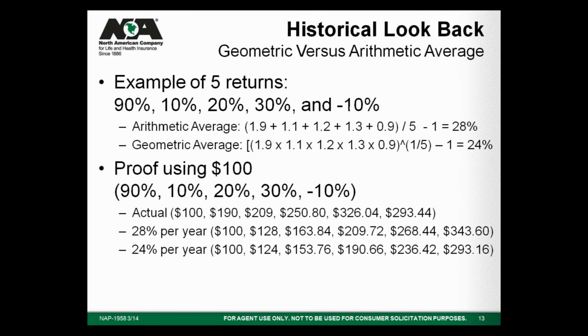So an example of 5 returns here. Let's say we had returns of 90, 10, 20, 30, and a negative 10. With the arithmetic average, it would be a 28% return. With the geometrical average, that would be a 24% return. So using $100 as an example, you'd see that the arithmetic average would show the dollar amount of 343.60, whereas the geometrical shows 293.